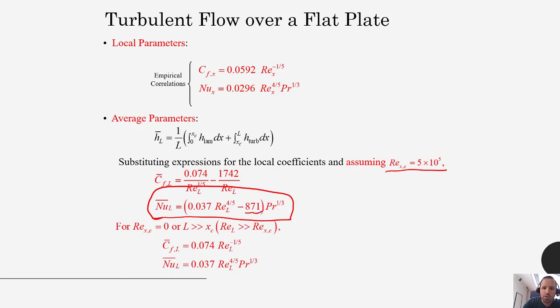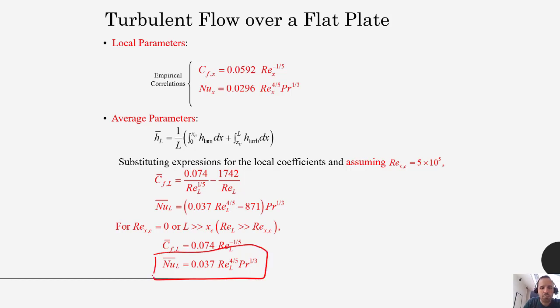However, if your fluid flow was tripped at the leading edge of the plate, where your critical Reynolds number would be 0 and your critical x would be 0, then this 871 term goes away and your whole plate is in the turbulent region. You end up getting this correlation, which is basically the integration of this guy over the entire length of the plate because the flow is turbulent the entire way.